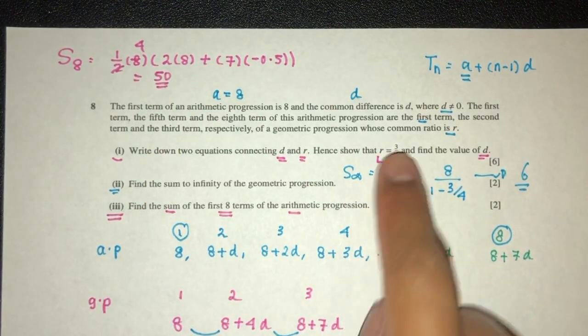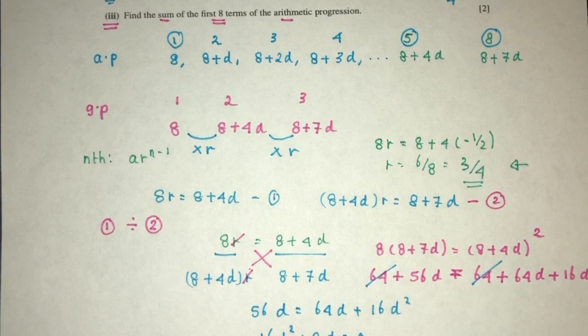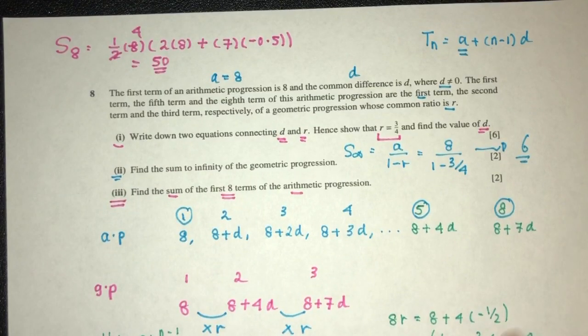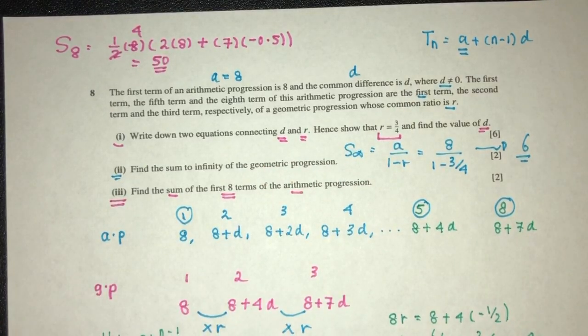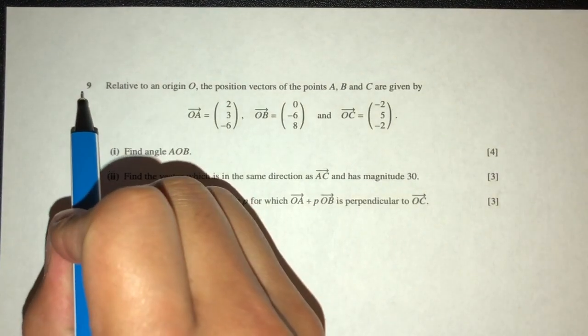I guess the hardest part was part 1. We have to form the equations and then solve one by one to find the value of d and r, and then eventually using those values to find the answer for part 2 and part 3. Okay, so let's move on to the next question.